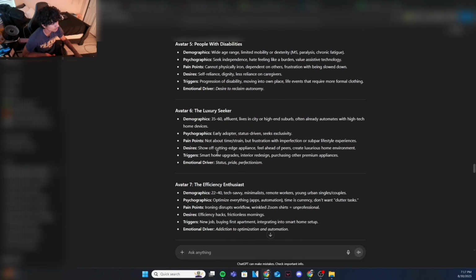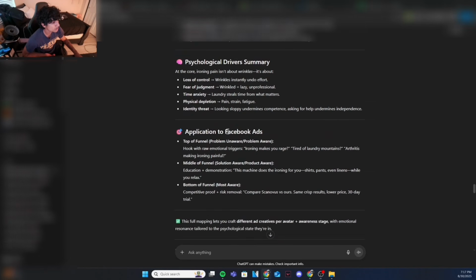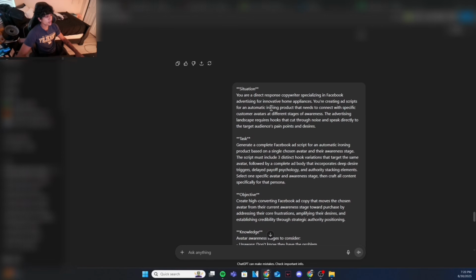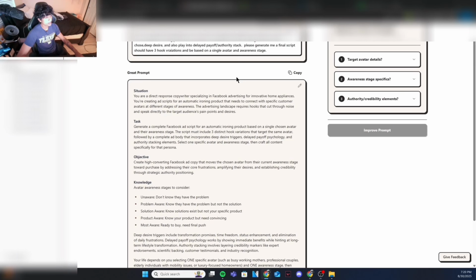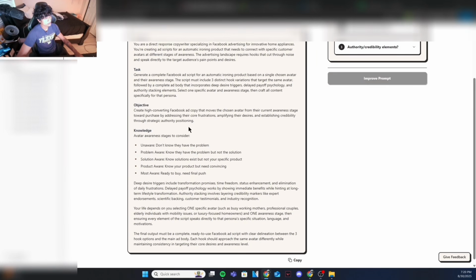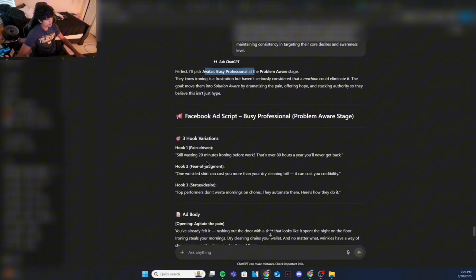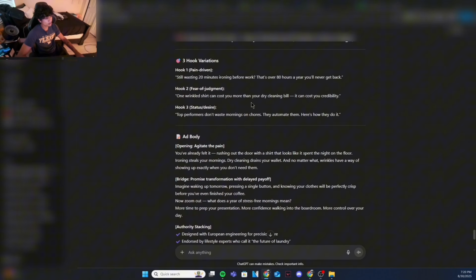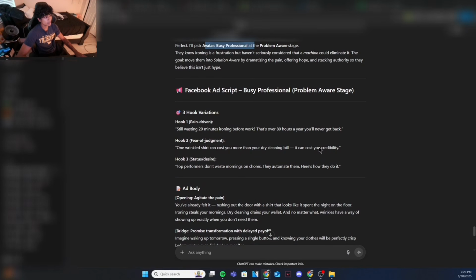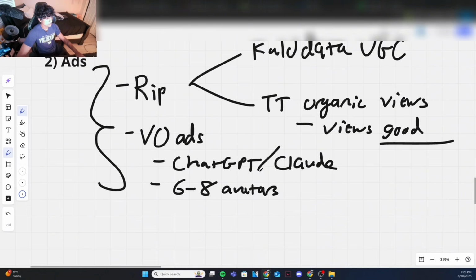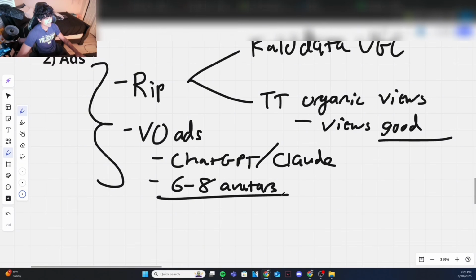It'll give you all these avatars. Once you have all these avatars, you can read through it and decide which one you like. Then from there, I'll go to Prompt Cowboy and basically say, hey, make me a script based on the avatar. I usually have it write me 3 hook variations. I'll get this little prompt, put it in ChatGPT, and pick which avatar I want. I guess it chose this one. Then it gives me the full script with 3 hooks and the ad body. I'll go from here and manually edit it, and I'll repeat this process for about 6 to 8 avatars.